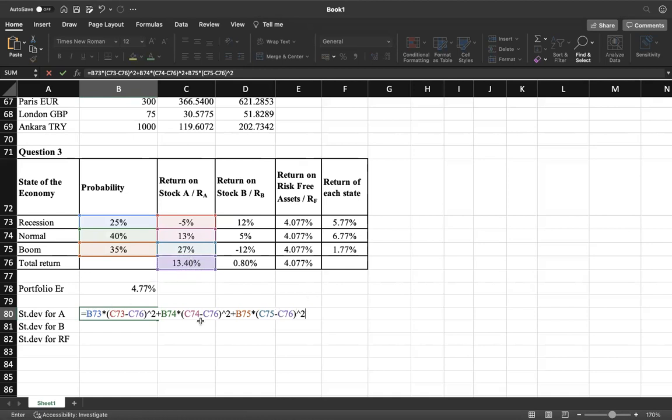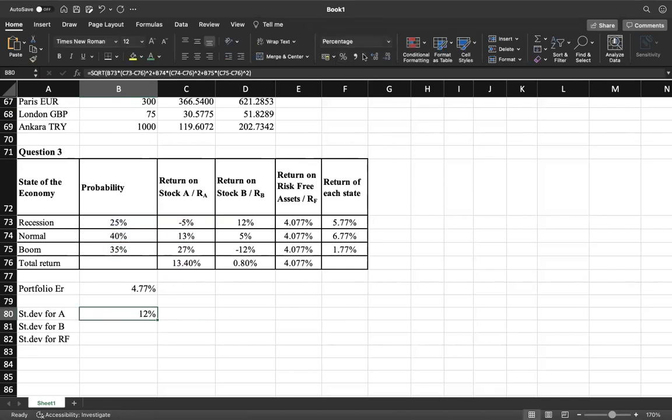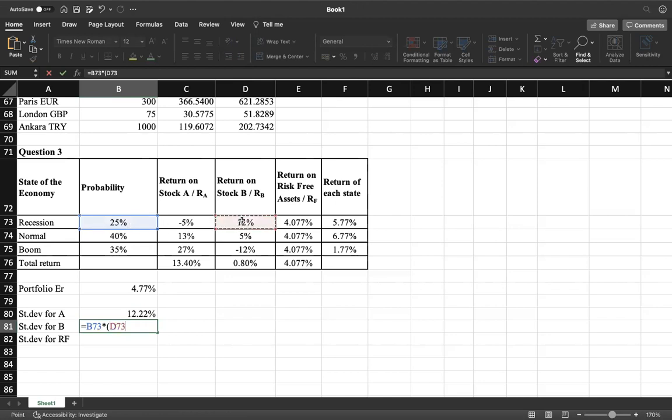But it will give us the variance, so therefore I should take square root of variance in order to get standard deviation. And it is 12.22. Okay. The standard deviation for stock B. Standard deviation for stock B. Again, probability times return of stock A, recession return of stock A minus expected return of stock B. It should be stock B, I'm sorry.